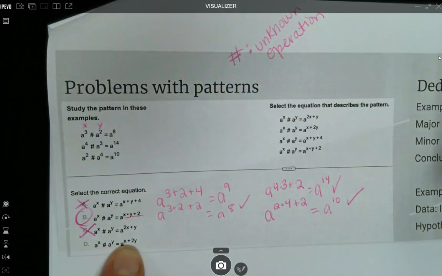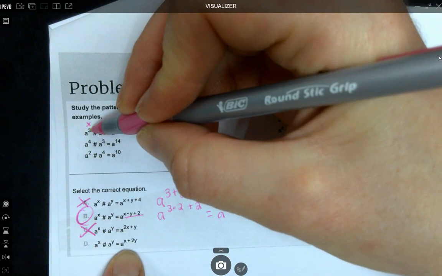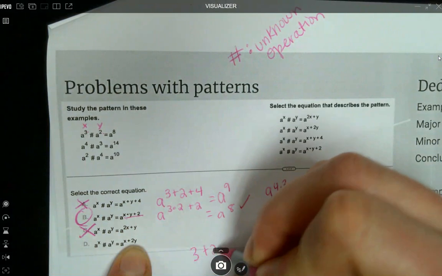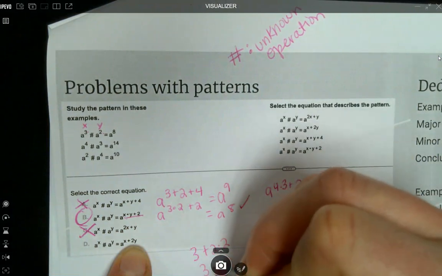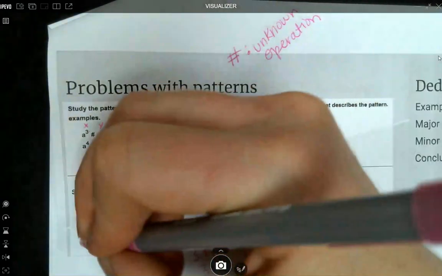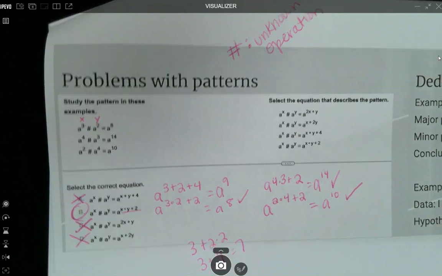This one says you're going to do x plus 2 times y. So x would be 3, plus 2 times 2. That would be 3 plus 4. It's a 7. So that's not it. So B is the correct answer.